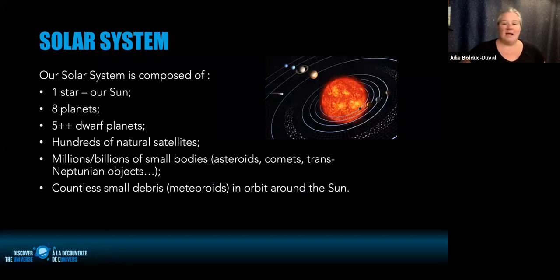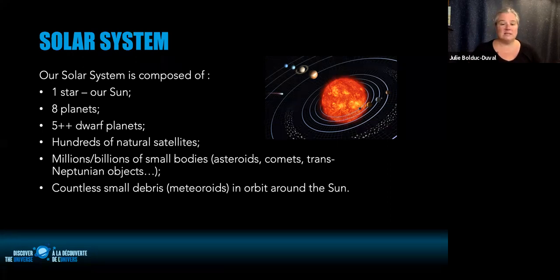Okay, so I told you about how to observe some of the planets this fall, but the solar system, like I said, is a lot more than just the sun and the planets. Actually, our solar system is composed of 1 star, our sun, 8 planets, 5, but probably a lot more dwarf planets. I'll come back to all that in a sec. Hundreds of natural satellites or moons, millions or billions of small bodies, and I threw them all together, whether they're asteroids or comets or trans-Neptunian objects. This might be a new term for many of you, I'll explain.